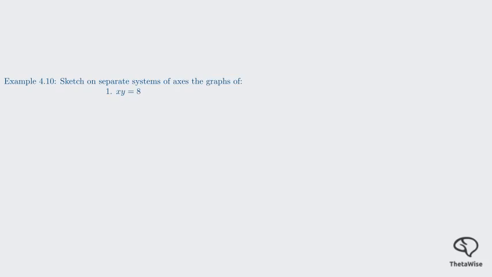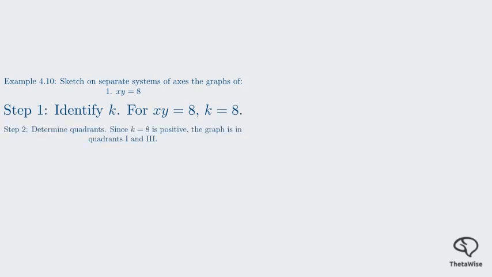Remember, the general form is xy equals k. The first step is to identify the constant k. In our equation, xy equals 8. The constant k is positive 8. Because k is positive, we know the graph will be in the first and third quadrants.